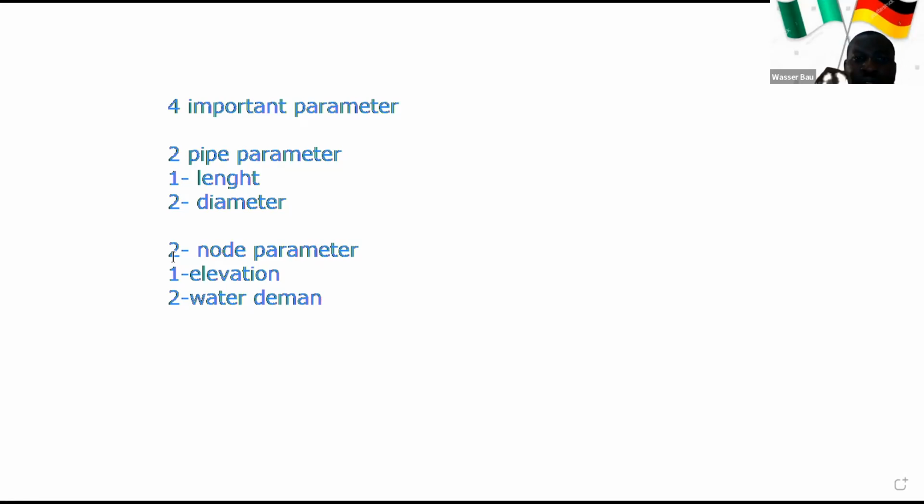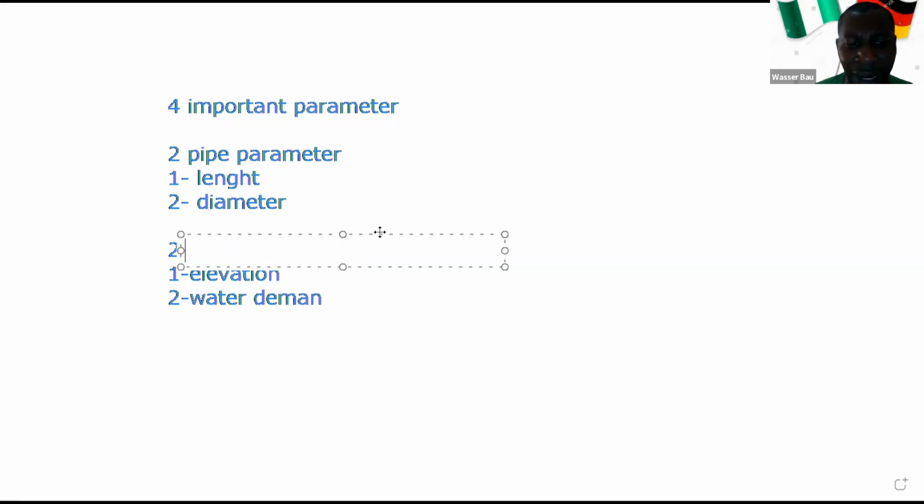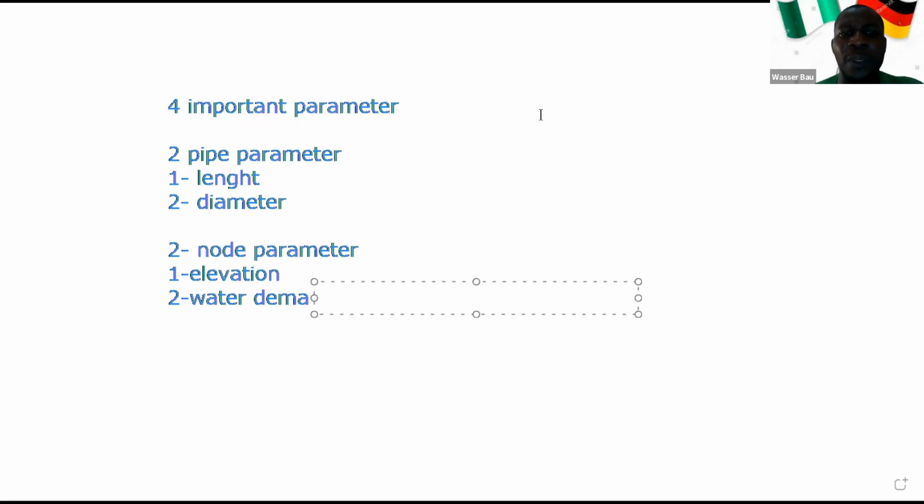Very, very important. So gentlemen and ladies, anytime they want you to design a network, it is complete if you have these 4 parameters: the elevation and the water demand, and you also have the length and the diameter. Very, very important.